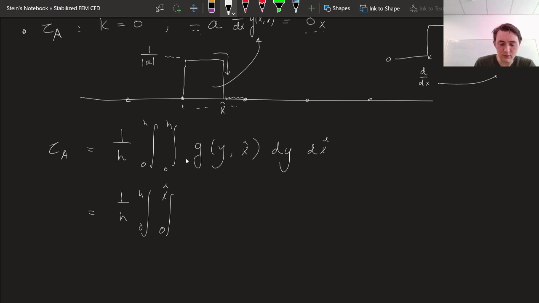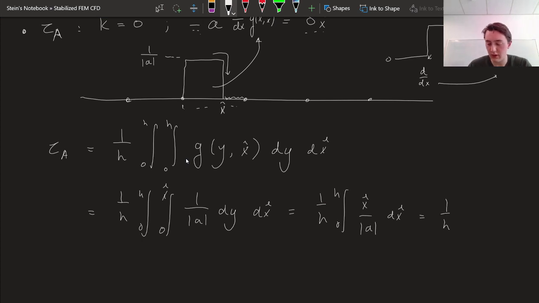And the value of the Green's function, well, it's just constant in that domain. It's going to be 1 over the magnitude of a, dy dx hat. So that is going to be 1 over h, integral from 0 to h of x hat divided by a. And that is going to be equal, integrate over dx hat, to 1 over h times 1 over 2 h squared a. And what do we obtain? Finally, we obtain h over 2a.